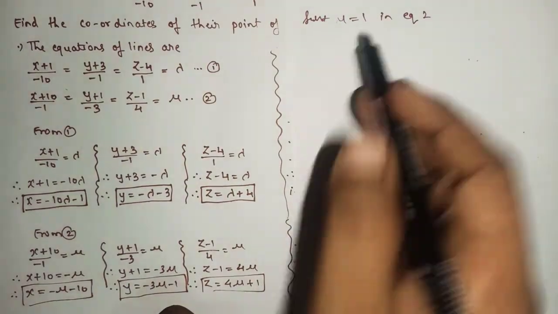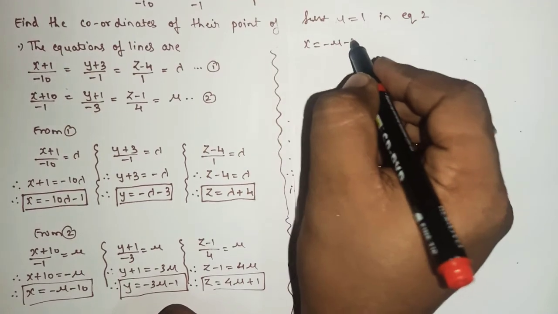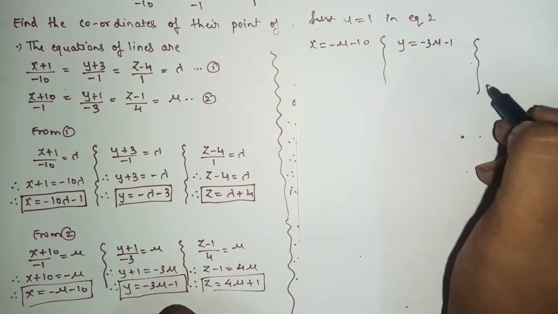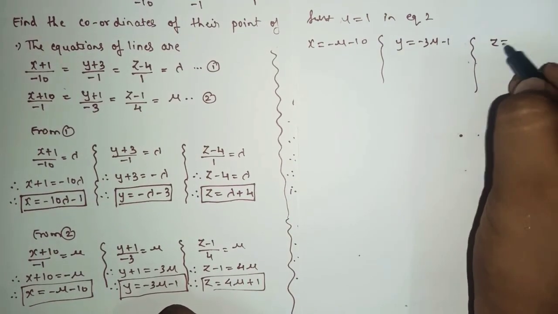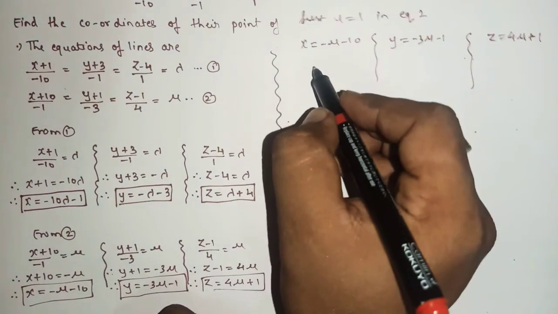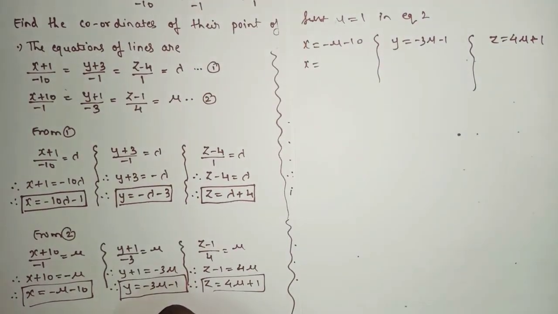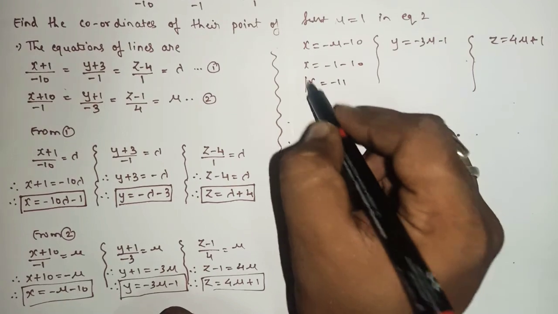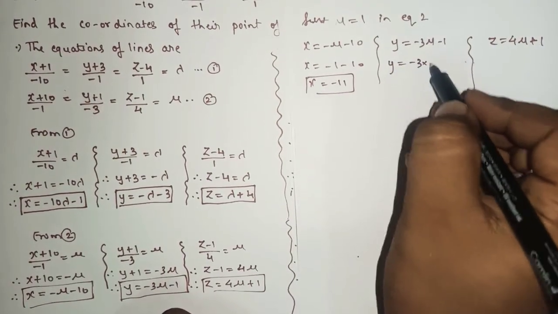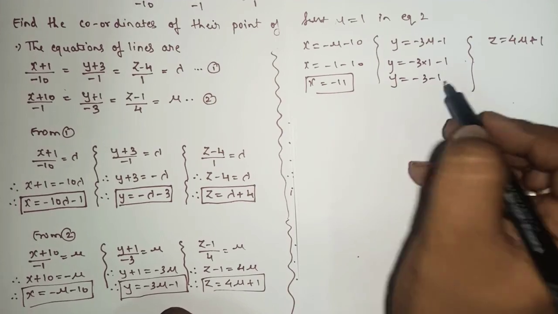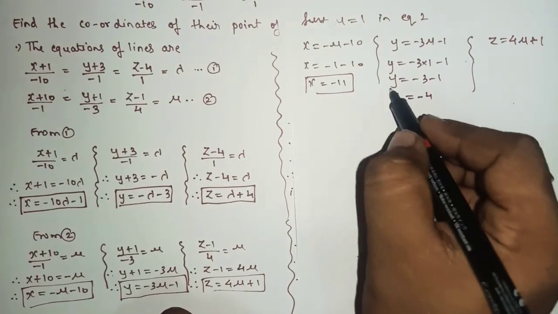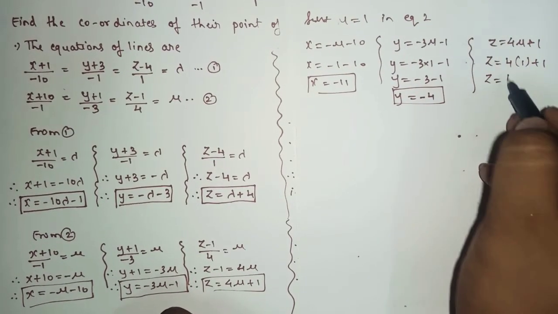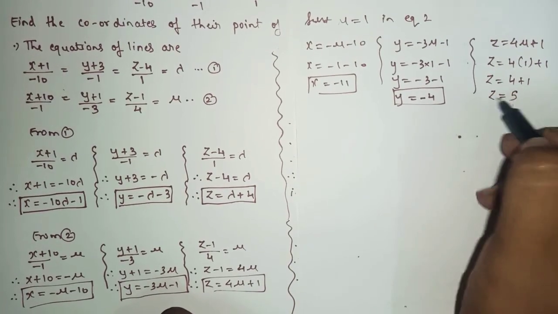From equation number 2, this was the answer for x. Yes or no? Here also we'll substitute the value and see whether we are getting the same coordinate or not. Mu is 1, so minus 1 minus 10, x equals minus 11. Y equals minus 3 into 1 minus 1, so y equals minus 3 minus 1, y equals minus 4. Z equals 4 plus mu, mu is 1, so z equals 4 plus 1, which is 5.